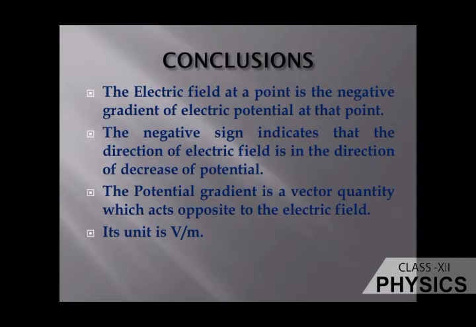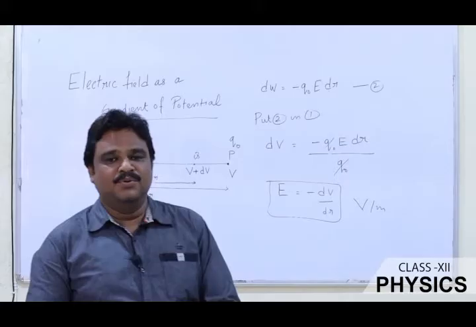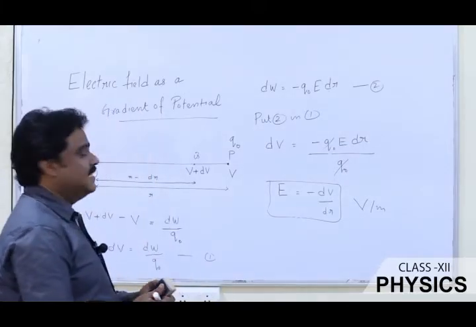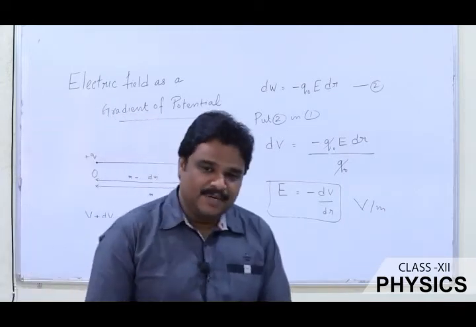Number 3, potential gradient. Now we involved a new term, that is potential gradient. Potential gradient is a vector quantity, whereas potential is a scalar quantity. Its direction is opposite to E vector. And ultimately, the unit of potential gradient is volt per meter. With this I am going to conclude the first topic, that is electric field as the gradient of potential.